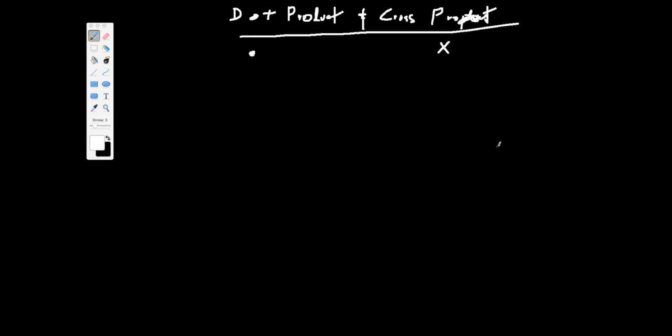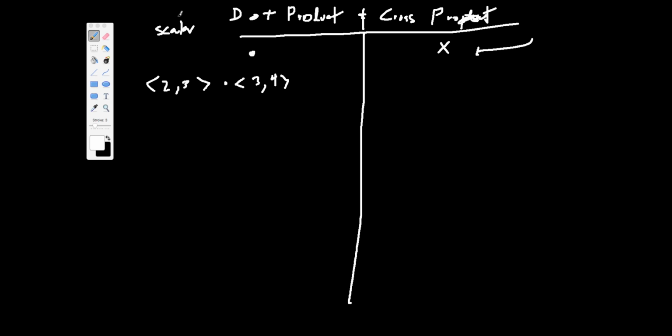So, the times sign. If I just pick two random vectors, say 2, 3, and we want to dot that with another random vector, I'll say 3, 4. What we do is multiply the x components by each other and then add them to the y components multiplied by each other. The cross product here is different because with dot products the answer is a scalar, whereas with cross products the answer is a vector.